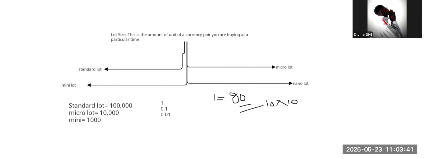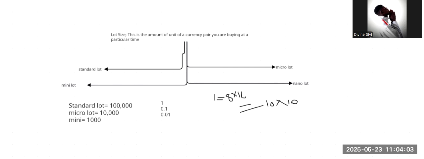So 8 times 10 will be equal to what? $80. That's to say, if price moves 8 pips in our direction, we are making $80.